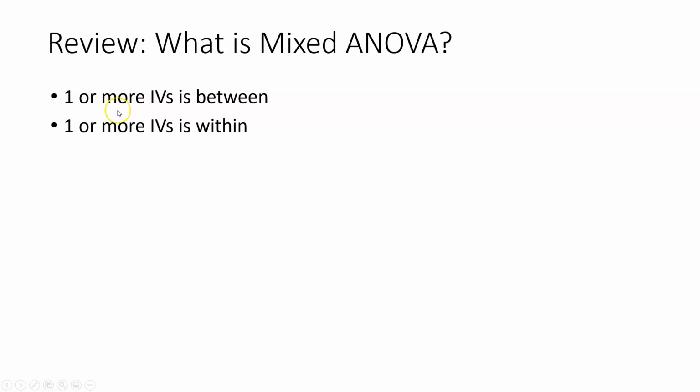You can have more than one independent variable that's between, more than one that's within, but you have to have at least one of each. That's what means mixed, that there's at least one of each, but you have both kinds.